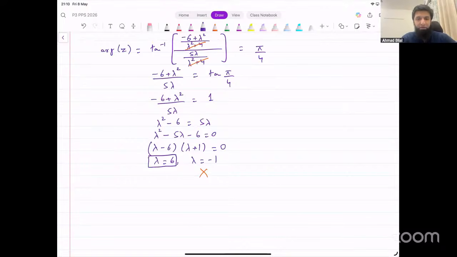Whenever you get multiple answers, always go back to the question statement and see if all of them are going to be possible or not. Okay, so in this case, -1 was not possible. Any issues with this? Any problems, anyone? Lambda is wavelength.